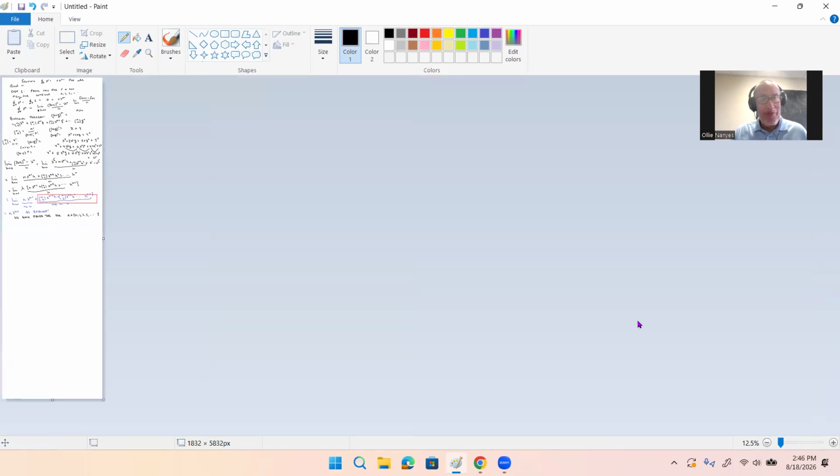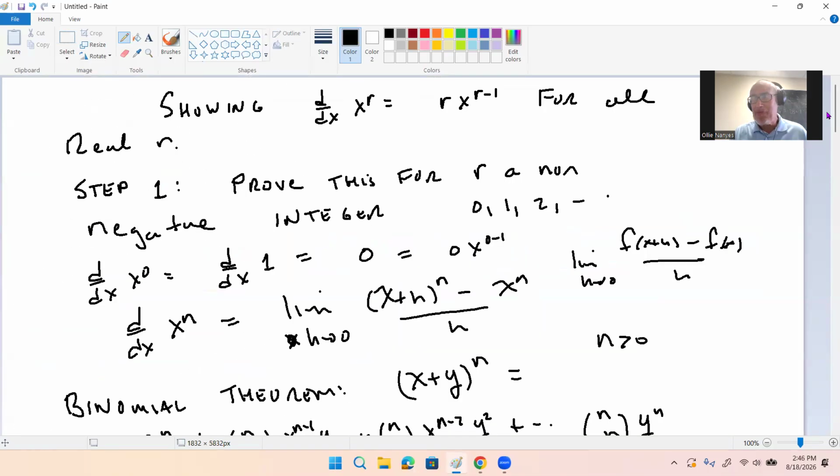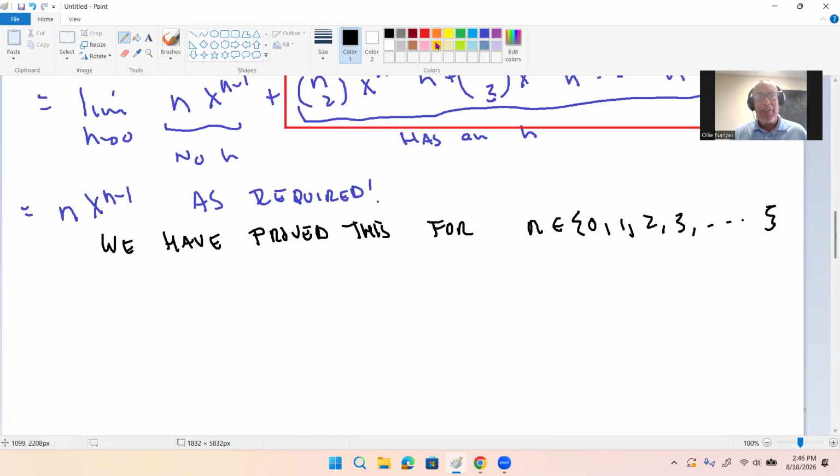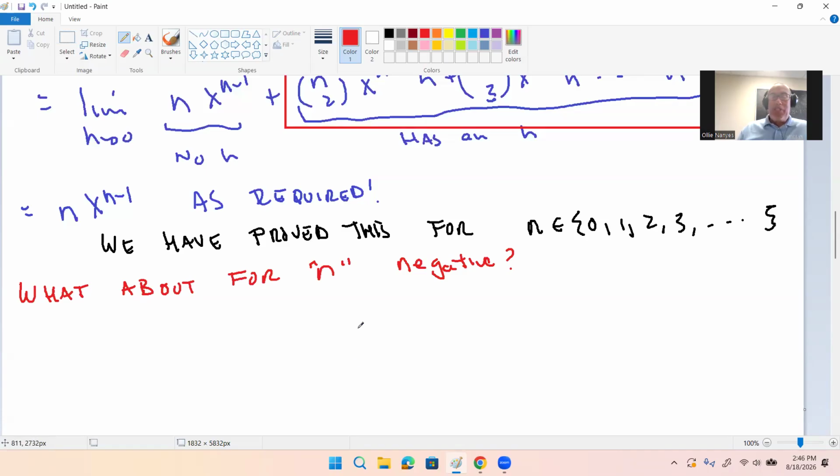However, that does not prove this for non-integers. So the next question is, what about n negative? We have not done that. So suppose now we wish to take the derivative of x to the negative n, where n is not 0. So 1, 2, 3, etc. So what about x to a negative power?